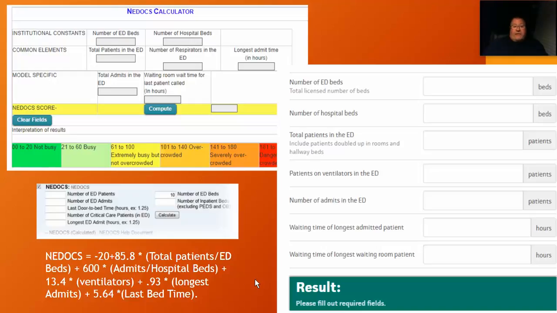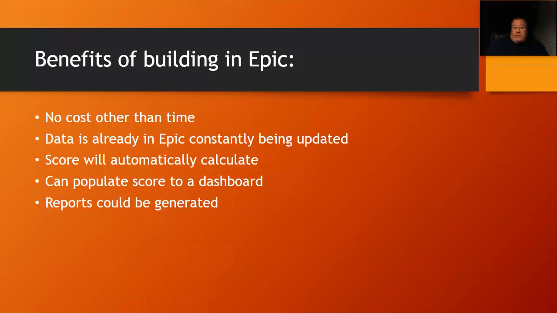So the benefits of building a scoring tool in EPIC is there's no cost other than the time to build it in EPIC. The data is already in EPIC and constantly being updated. The score would automatically calculate, and it could populate to a dashboard which the ED already uses. And reports could be generated to be able to look back on any given day and time to see what the score was during that time frame.